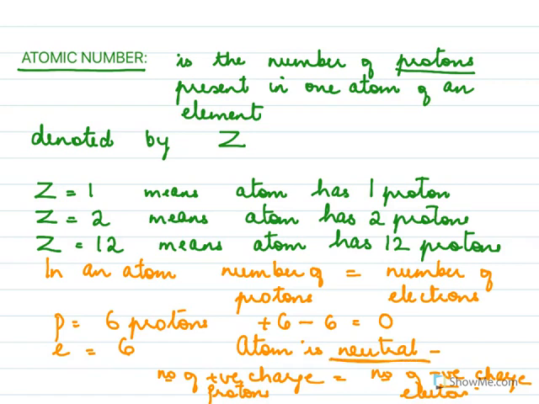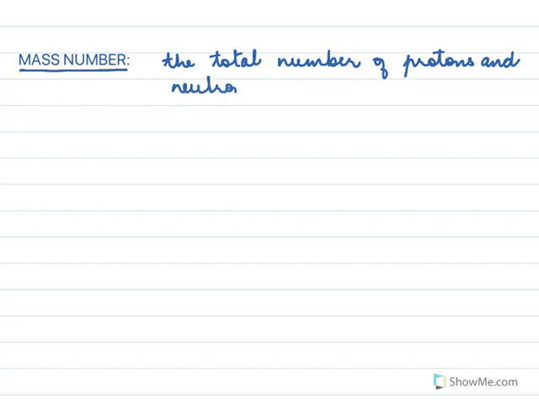So in this slide you have learned what is atomic number. We said atomic number is number of protons in an atom, and in an atom the number of protons always equal to number of electrons, and hence the atom is electrically neutral. Now we go into mass number of atom. The mass number of atom is the total number of protons and neutrons present in an atom.